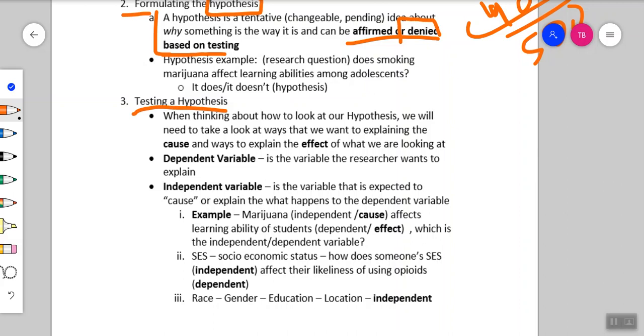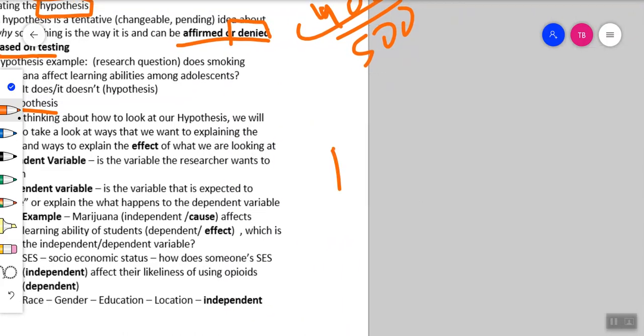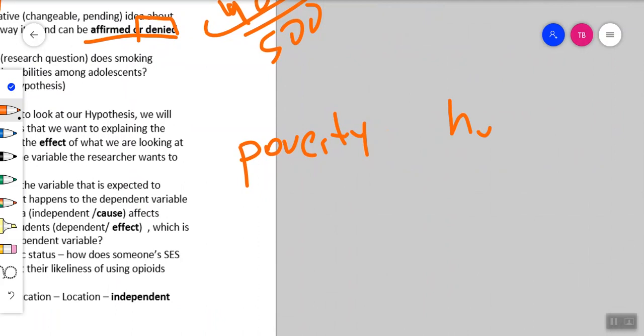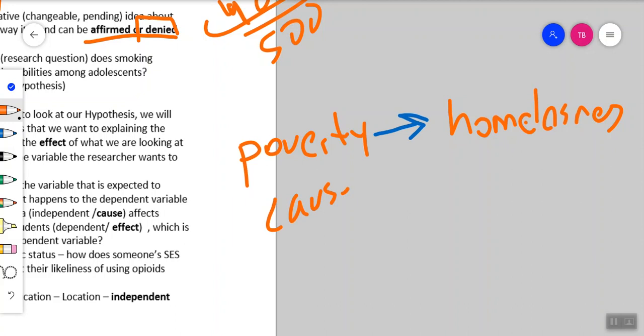And it gets more complicated when you get into later ones, but the basic idea is you're looking at cause and effect. So let's go back to our example again. Poverty and homelessness. So basically, in this, we're saying my hypothesis is that poverty is causing homelessness. So this is the cause, and this is the effect. Cause and effect.